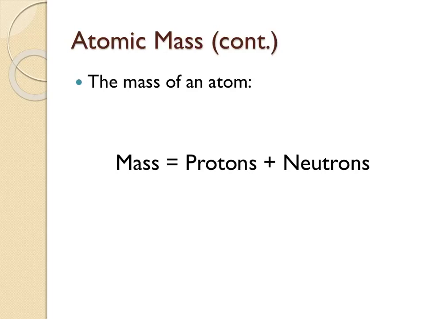So if I want to find the mass of an atom, it's the protons plus the neutrons, and I just add them up. You always end up with a whole number. If I have, let's say, 6 protons and 7 neutrons, I have a mass of 13. Generally speaking, we don't have masses of individual atoms that are not whole numbers, because you can't really have half a neutron or half a proton in an atom.